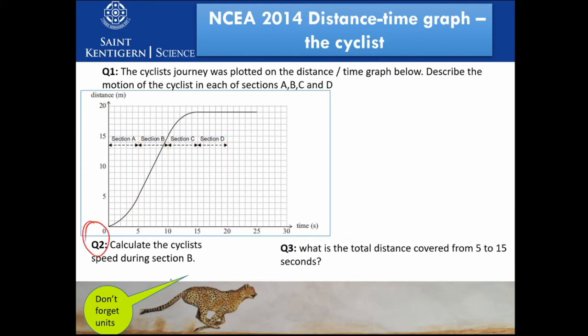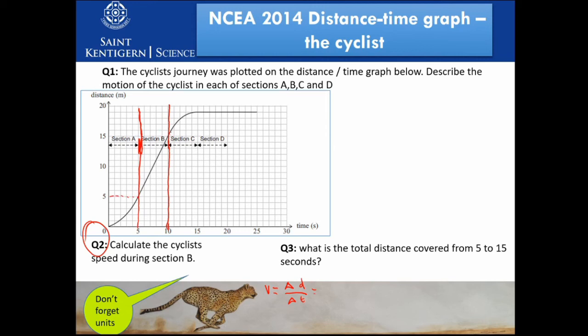Question 2 of this says, calculate the cyclist's speed during section B. And we know that speed is, we don't have a delta, we can just say speed, or average speed. So speed equals the change in distance over the change in time. Now if you look at the change in distance, look very carefully. This here is section B. So that's 10 seconds, and this is 5 seconds. You see that? Okay.